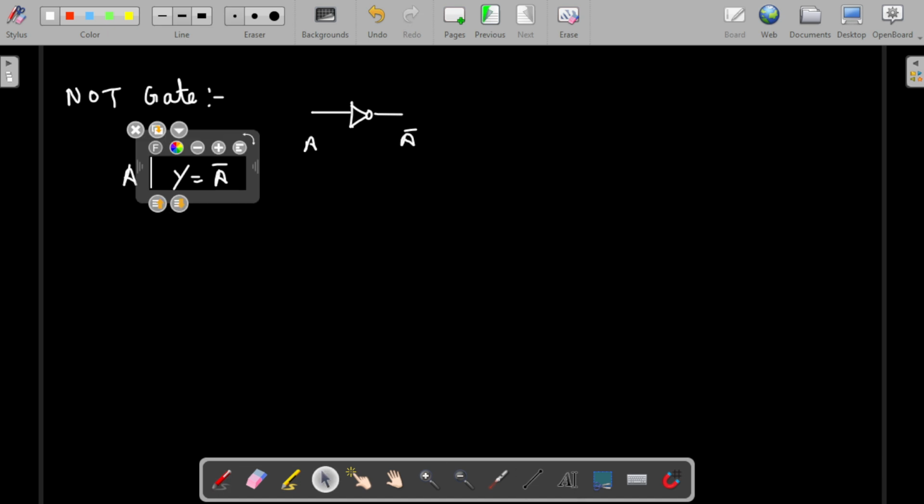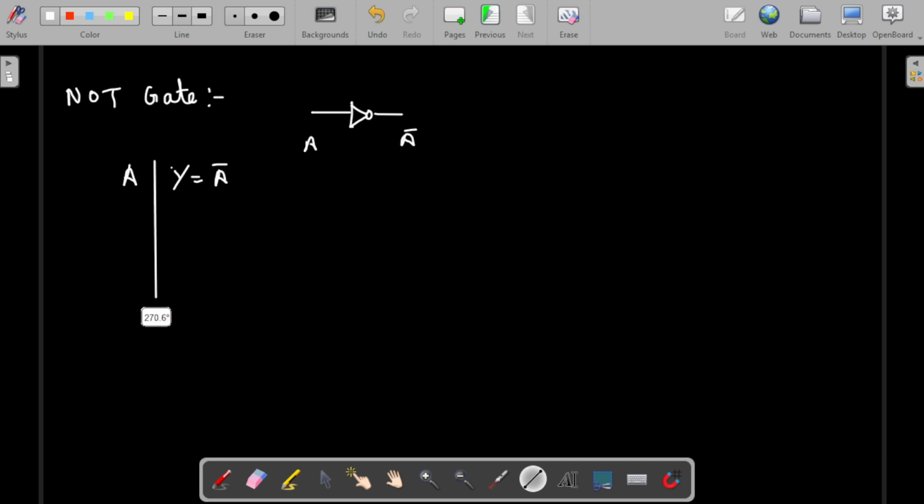So let me draw a truth table for this one. If we take the input as 0 and 1, the output will be the opposite, that is 1 and 0. Okay, so that is the difference here.